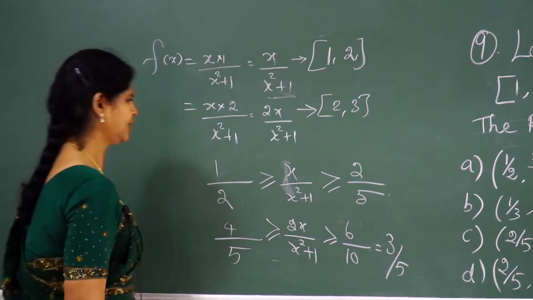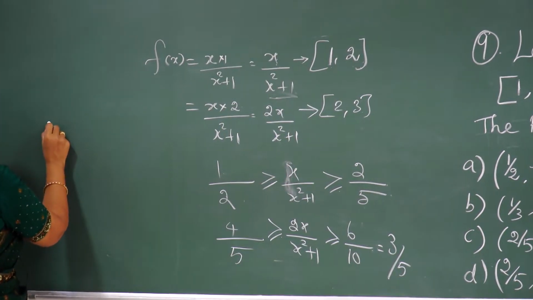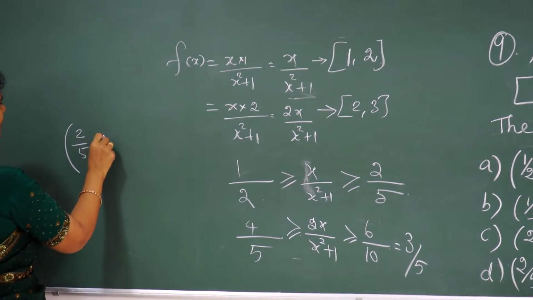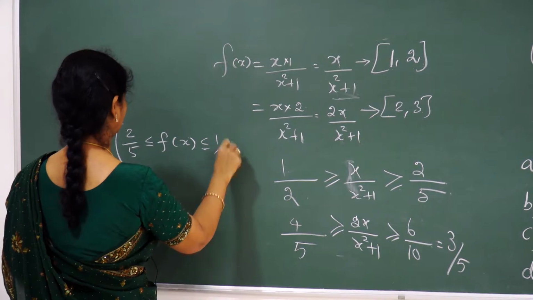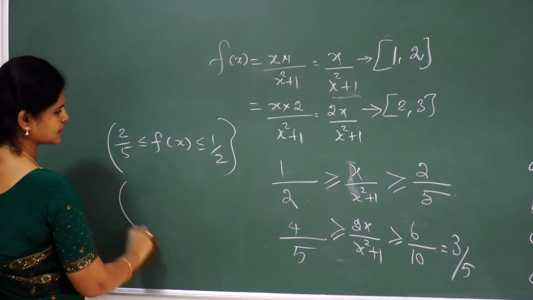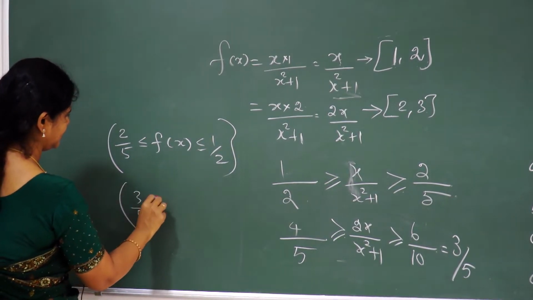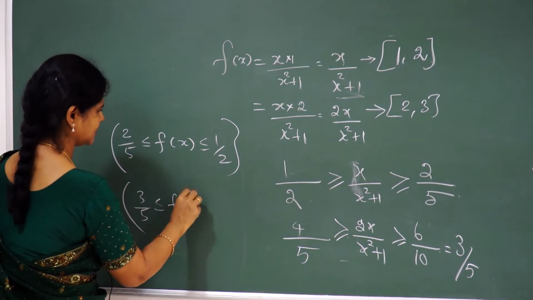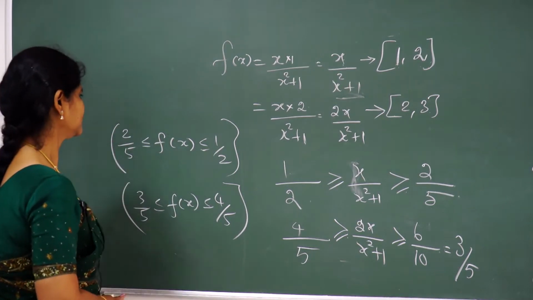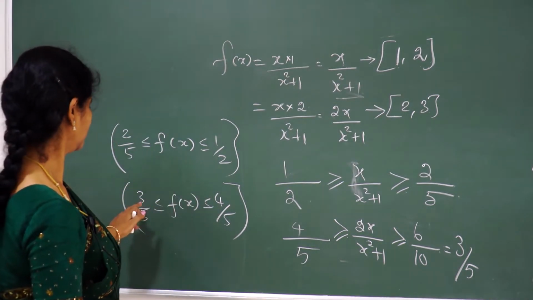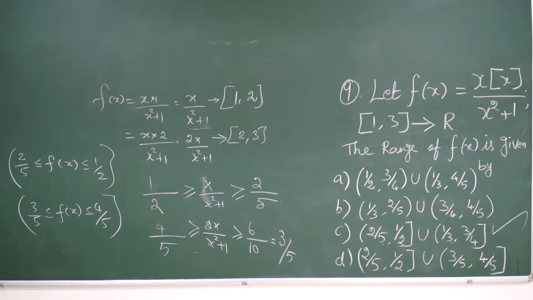So finally the range of the function is 2 by 5 less than or equal to f of x less than or equal to 1 by 2. Next is 3 by 5 less than or equal to f of x less than or equal to 4 by 5. So f of x lies between 2 by 5 to 1 by 2 and 3 by 5 to 4 by 5.